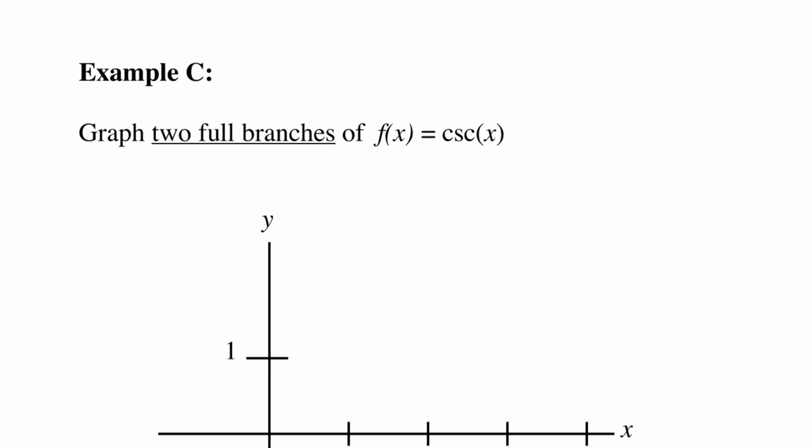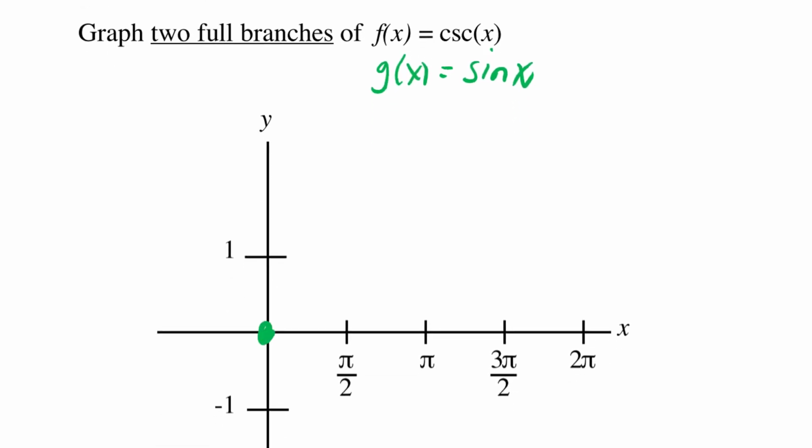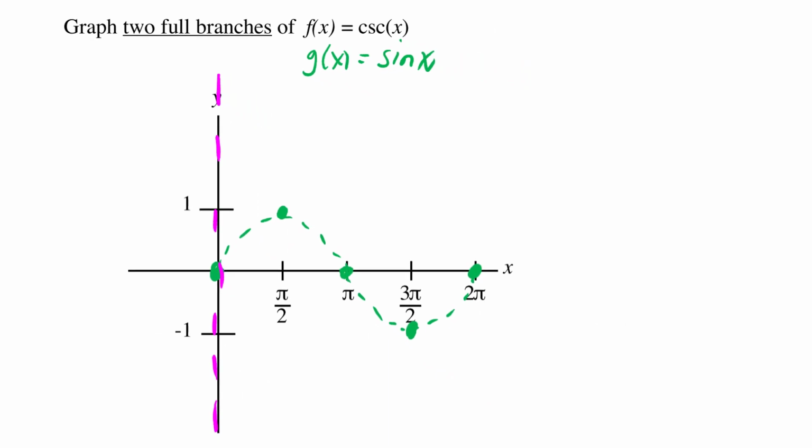So let's graph 2 full branches of f of x equals cosecant x. The guideline graph, g of x, is sine x, its reciprocal. And the first thing we're going to do with this is find the sine function. Plot out the 0, maximum, 0, minimum, and back to 0. And then we'll lightly draw in the sine function. This is not the main function, so we want to draw it lightly, usually with a dotted line or something like that. Then we identify where the sine is equal to 0. And where that is, we draw a vertical asymptote. And of course, the vertical asymptote is for the cosecant function.